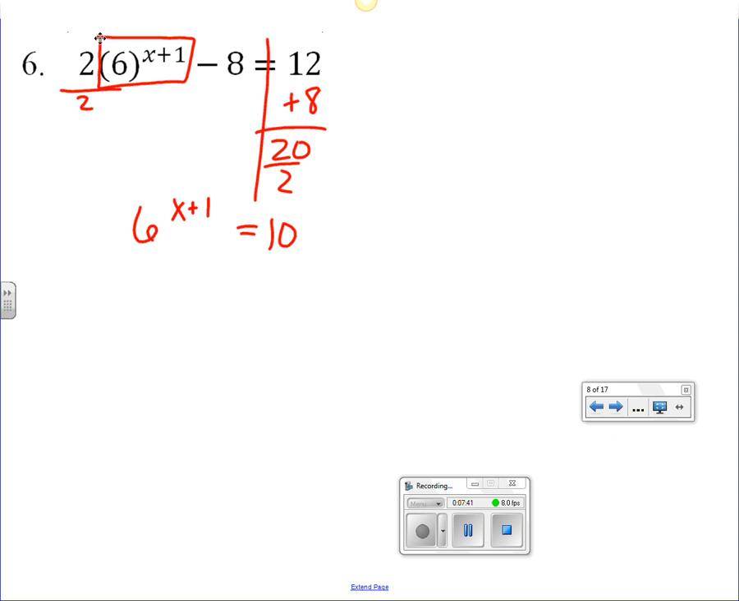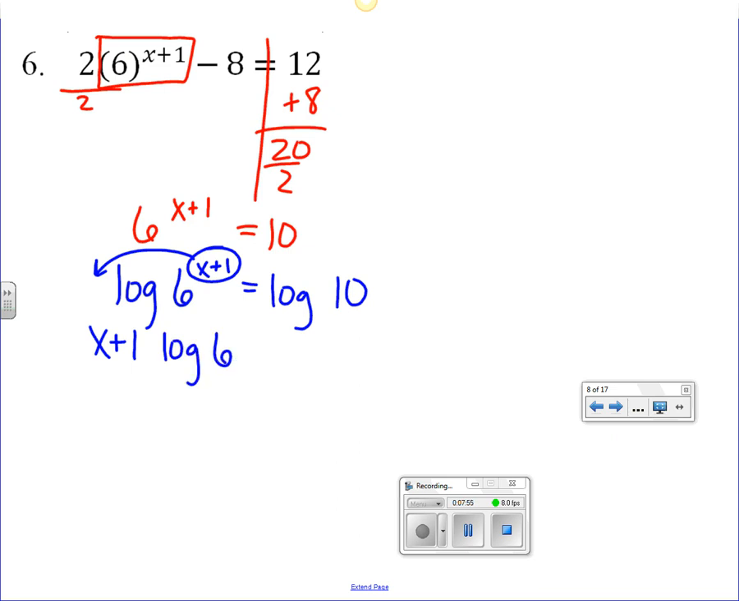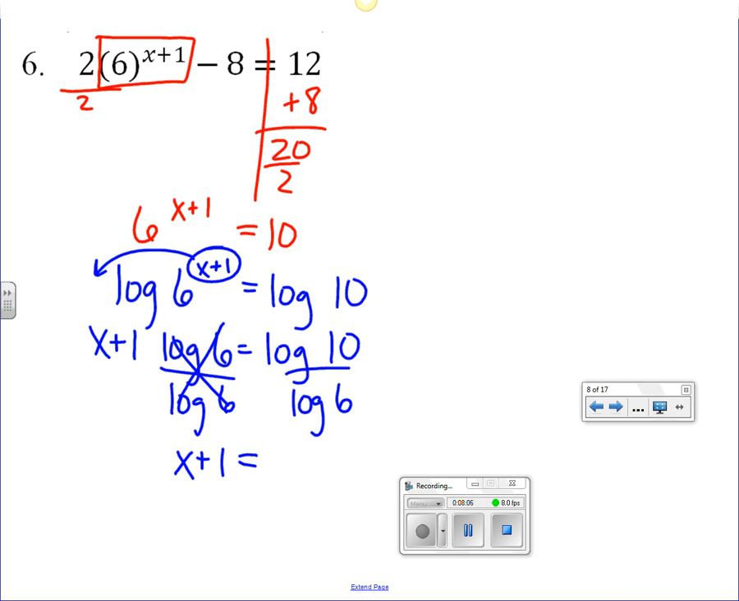All right, so x is in the exponent. Now I'm ready to take the log. And this gets thrown in front. x plus 1 log 6 equals log 10. And you'll divide by log 6 to get rid of it. So that leaves you with x plus 1 equals log 10 divided by log 6 is 1.285, and you subtract 1, so x is 0.285. And that is your answer.